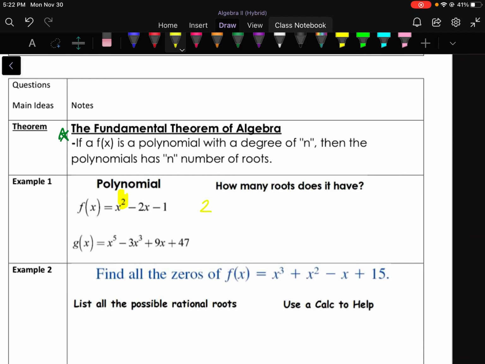Now, something to keep... Whoa. That was a bright color. Something to keep in mind here.